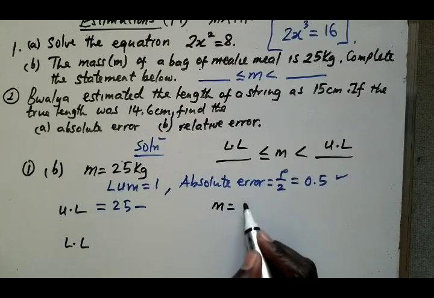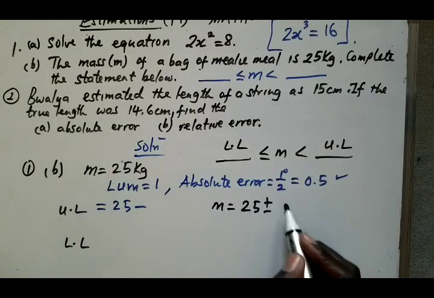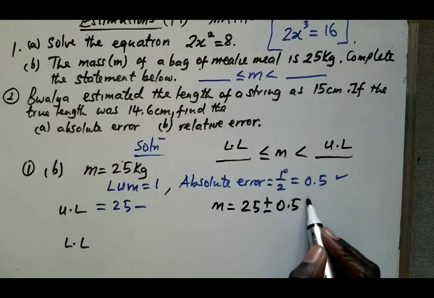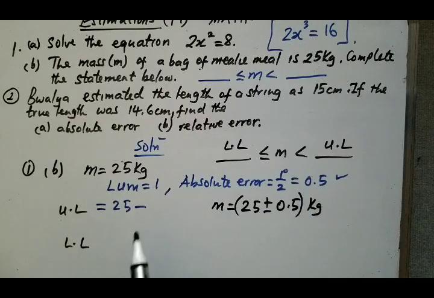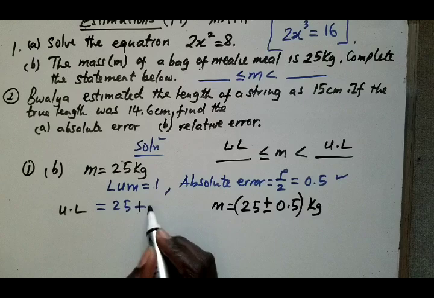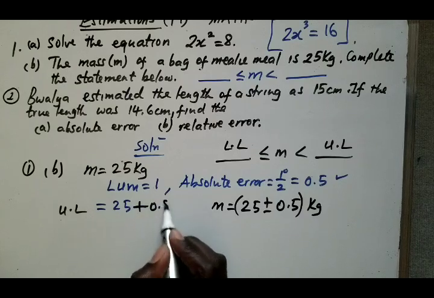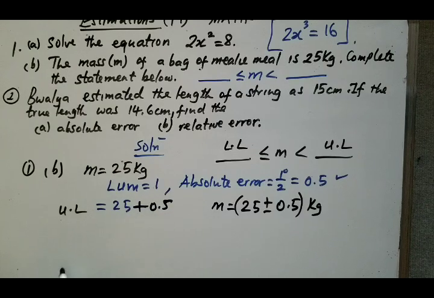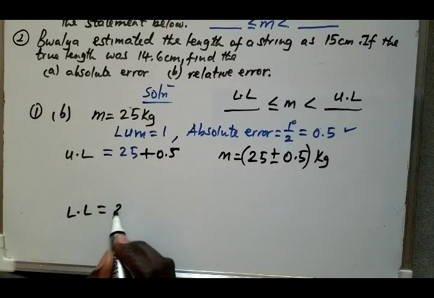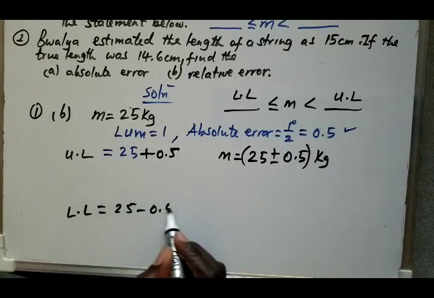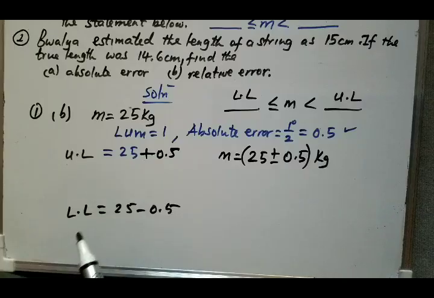The mass can now be written as 25 plus or minus 0.5, and this is in kg. That's the way we can write it there. So you need to get the upper limit by saying 25, you get the positive part plus in this case 0.5, and you need also to get the lower limit by simply saying 25 minus 0.5. So that's the way you are going to do it.